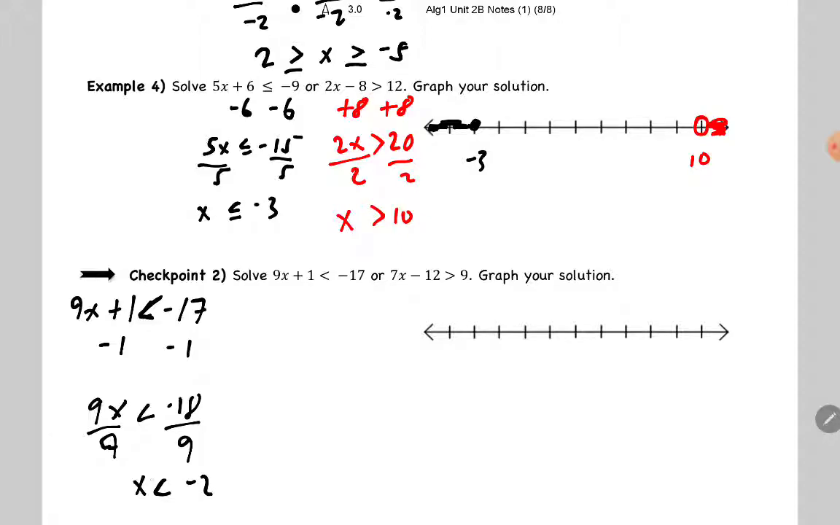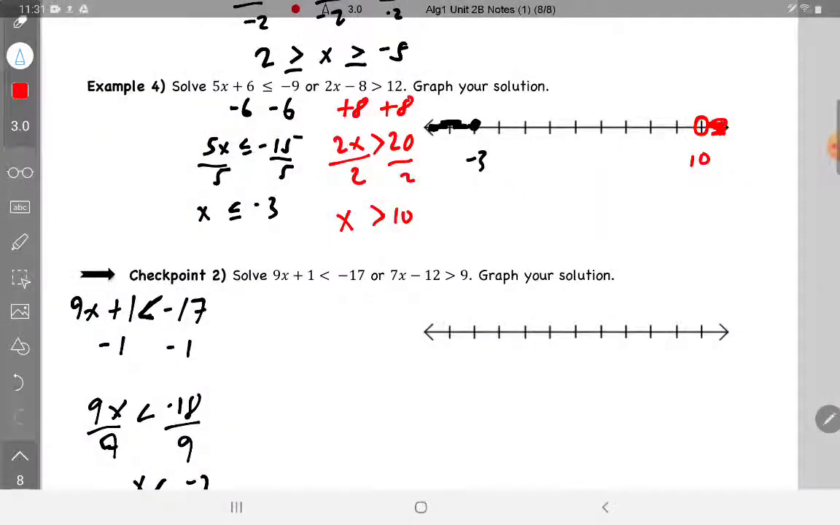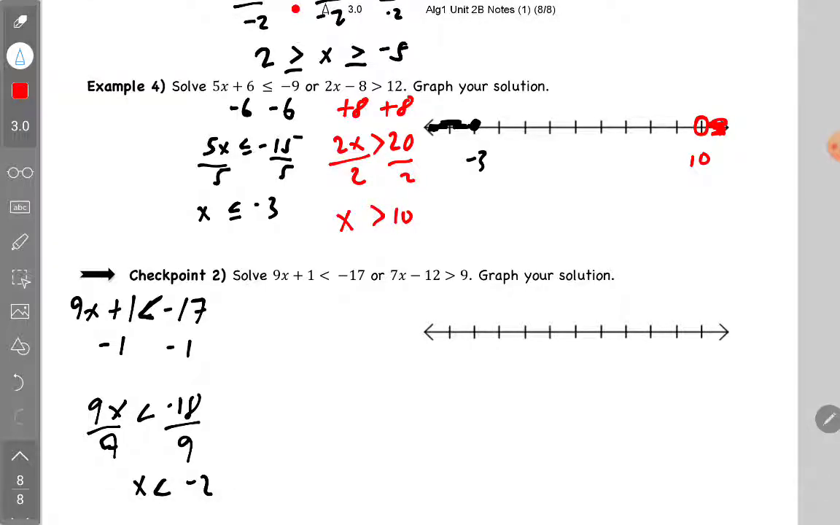So remember, the sign only changes when we divide or multiply by a negative number. It's okay if a negative number is being divided by a positive number. Alright, next problem. Well, let's go ahead and graph that. X is less than negative 2. Actually, no, let's go ahead and solve the other problem first, because I don't know what x is going to be on that side.